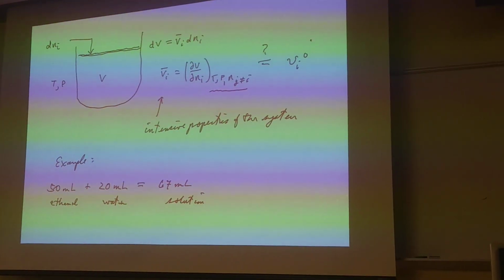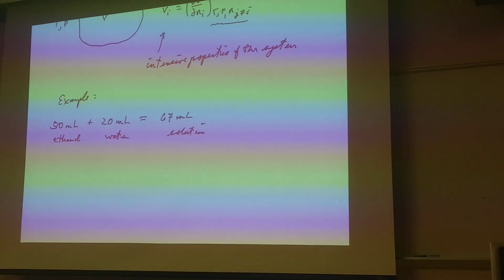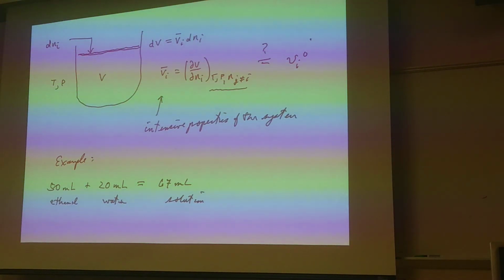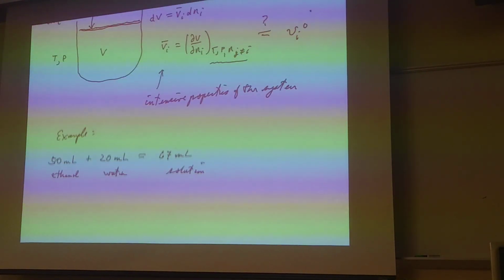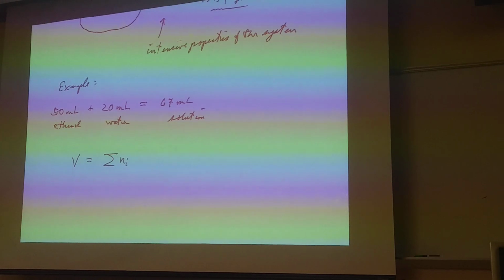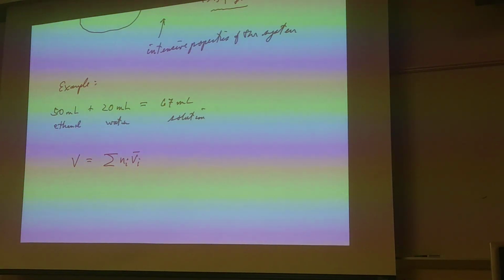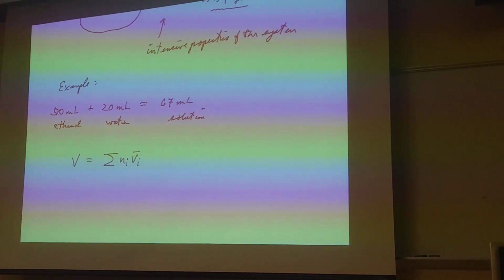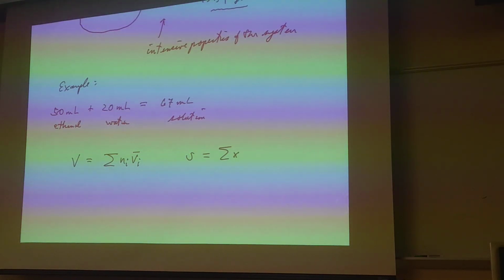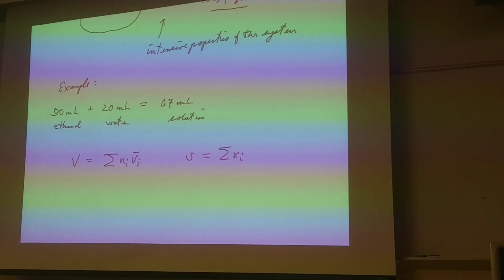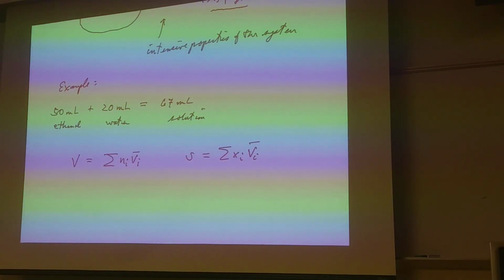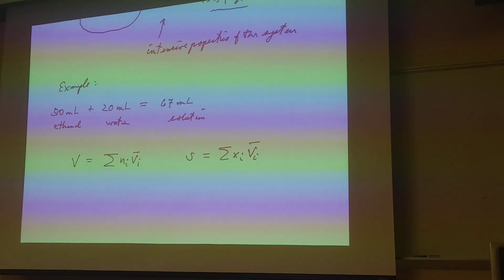What this means, though, is that I can build up the properties of the whole solution by considering a process where I'm adding all of the components in the same proportions as they exist in the final solution. And if I can do that, I'm allowed to integrate to get the total volume equal to the summation of the mole numbers times the respective partial molar volumes. Or for a molar volume, it would be the summation of all the partial molar volumes times the respective mole fractions.